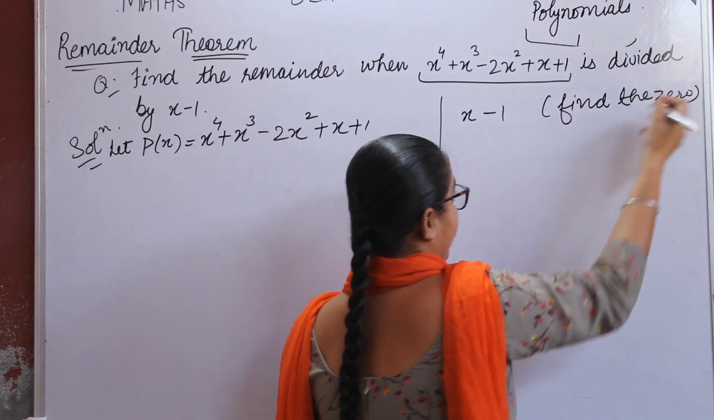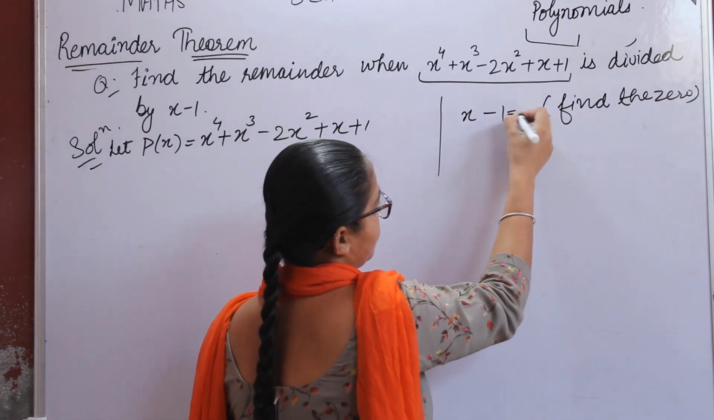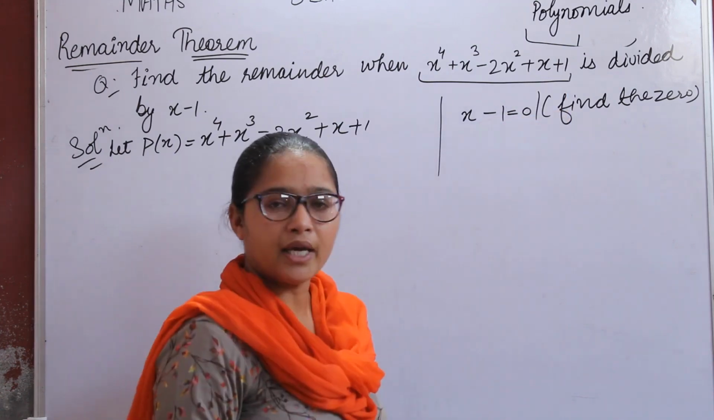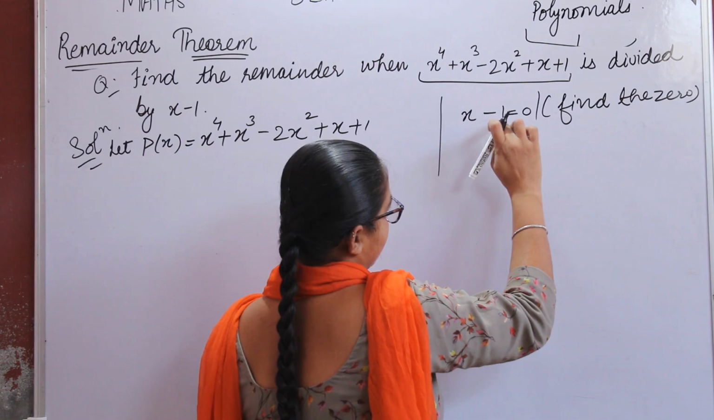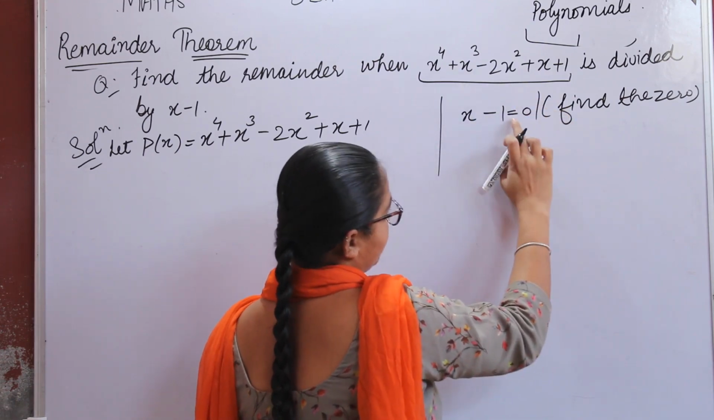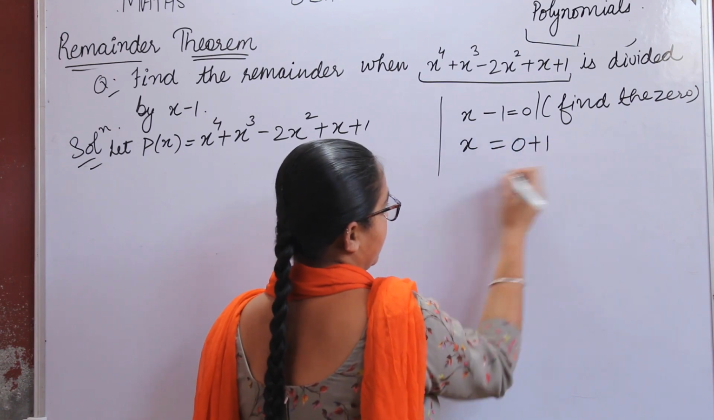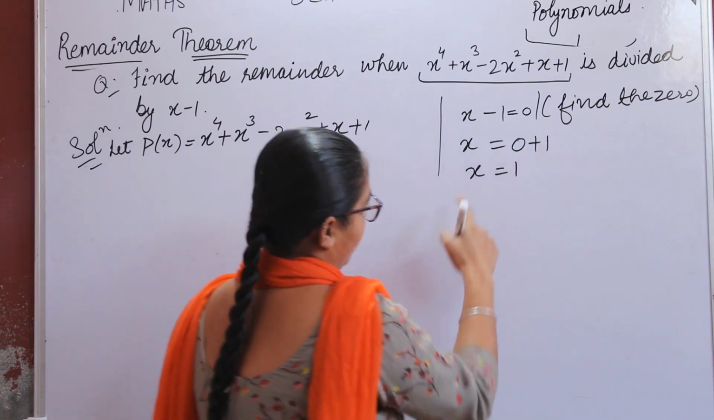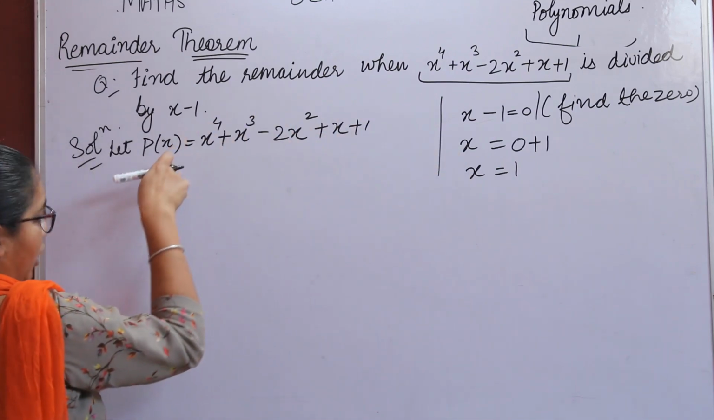So when we have to find the zero, what do we have to do? We have to equate it to 0. So now on this side minus 1 is there. When we go to the right side of the equal sign, it would be 0 plus 1. So x is equal to 1. What value of x do we get? 1. So just fill the value over here.